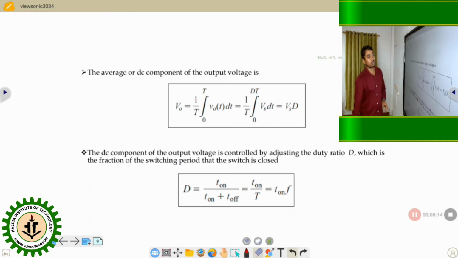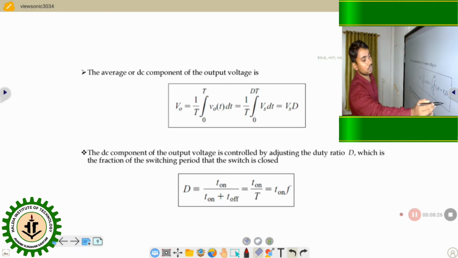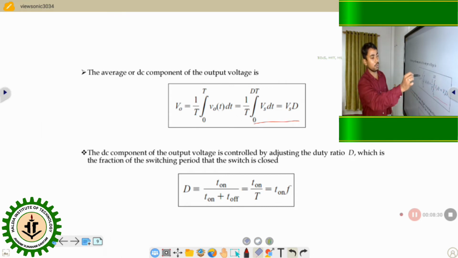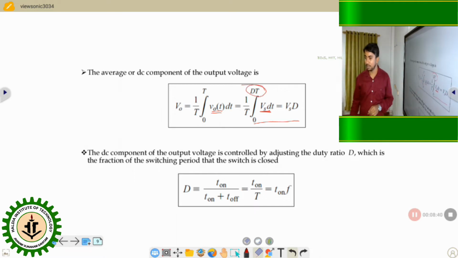Look here. When the switch is on, the output voltage will be the same as the supply voltage. When the switch is off, the output voltage will be 0. So if we take the average voltage here, we can get the output voltage equation. V0 is equal to 1 by T, the total time period, integration from 0 to T of V0 dt. So here V0 is equal to Vs times dT. It is possible when the switch is on. That's why I give here the on time dT. Clear?